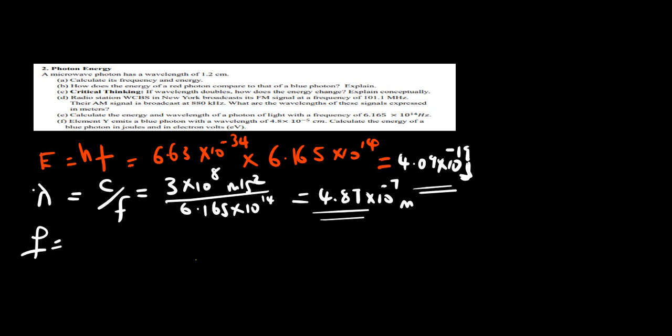Okay, finding F, we're saying element Y emits a blue photon with a wavelength of 4.8 times 10 to the power negative 5. Calculate the energy of the blue photon in joules and in electron volts. Okay, let's start with the energy in joules. How do we find the energy?